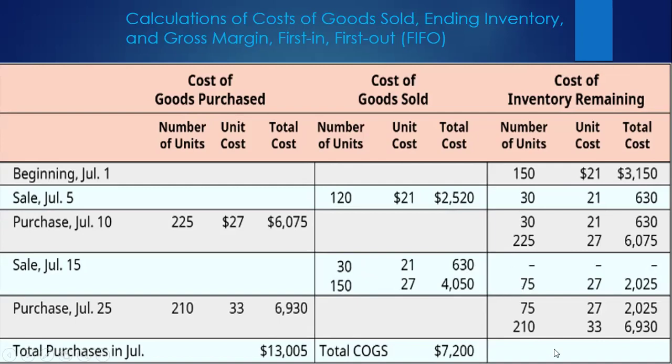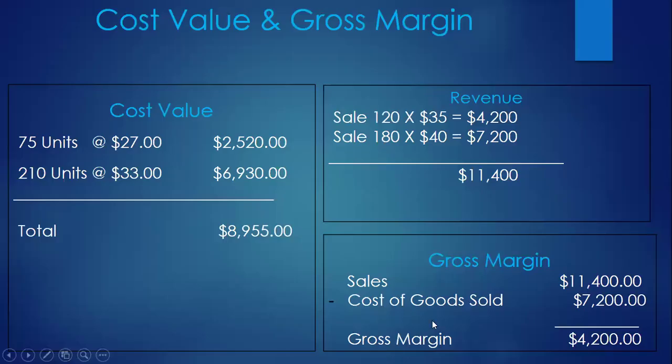Remaining is this. So we're not worried about this anymore. We're going to worry about this. Adding 2520, 630, 4050 gives you a total of 7,200. This is the total cost of goods sold. Cost of goods sold, or cost of the sold goods. Now, having my revenue and having my cost of goods sold gives me the gross margin. It's 11,400 less 7,200, which is 4,200. This is my gross margin.